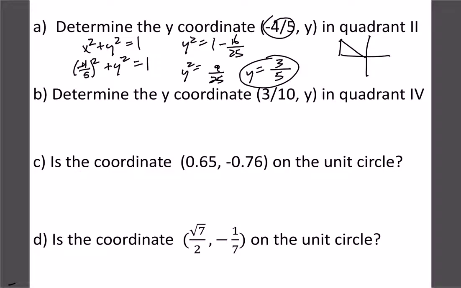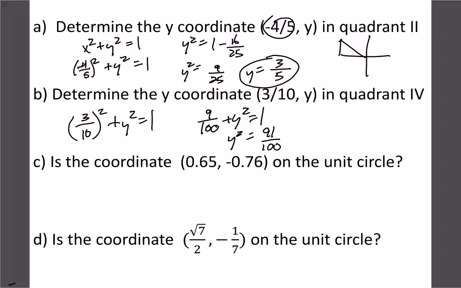Letter B is the same thing, except it's 3/10. So we'd have 3/10 squared plus y squared equals 1. 3/10 squared is 9 over 100. So if we subtract, 1 minus 9 over 100 would be 91 over 100. And from there, we can just square root both sides. Square root of 91 doesn't really simplify, so we'll just leave it as that. And square root of 100, we can write as just 10. So now in quadrant 4, we should have positive x and a negative y. Because it's a negative y, we just add a negative on to our answer, and we're done with that one.